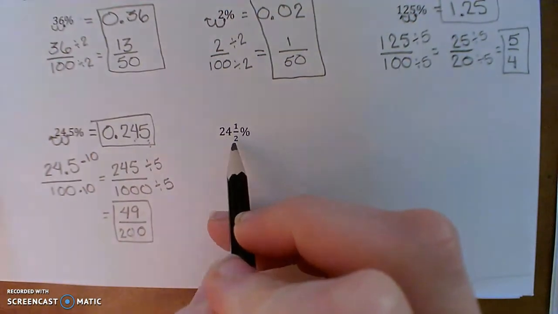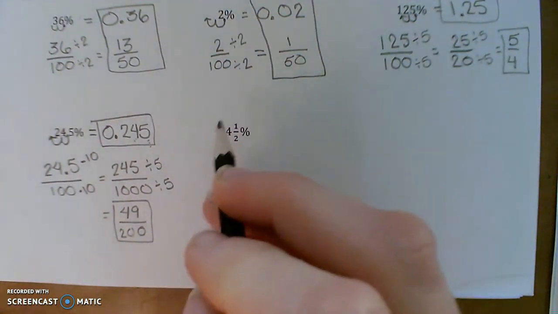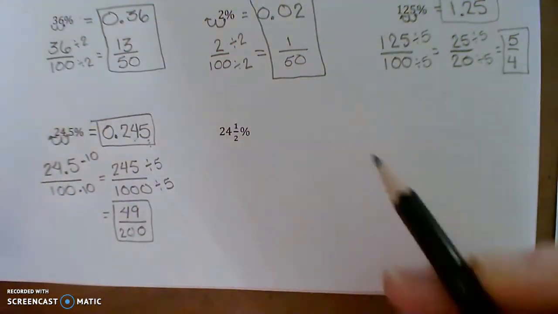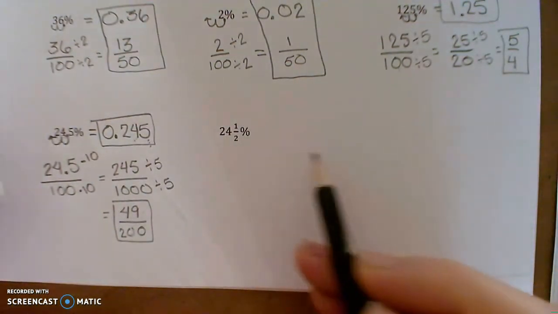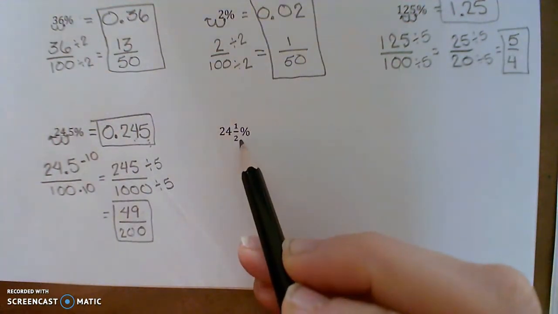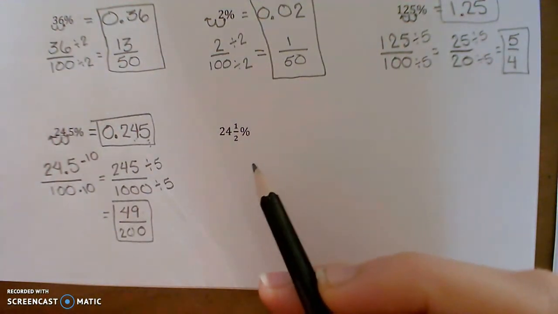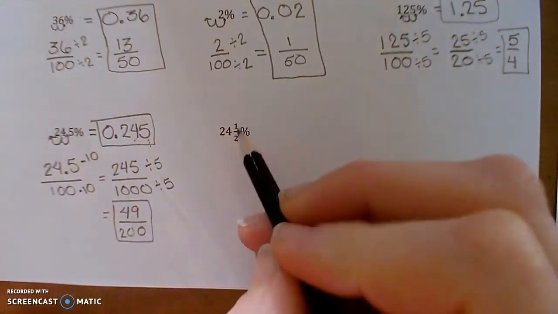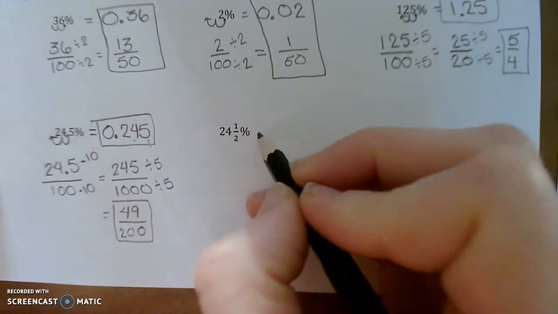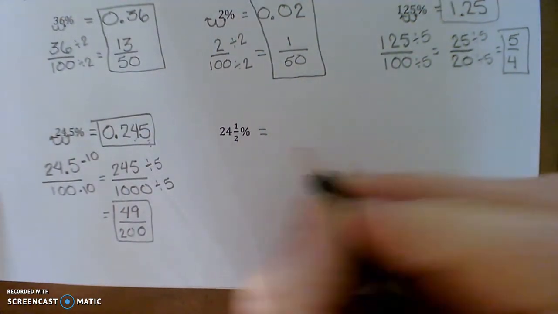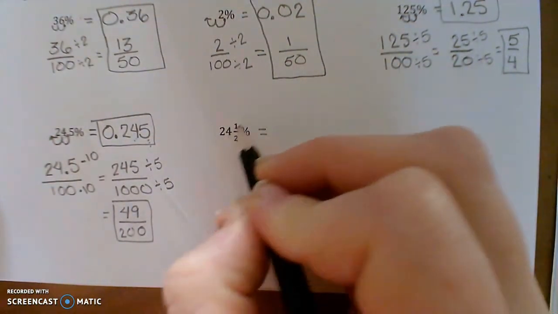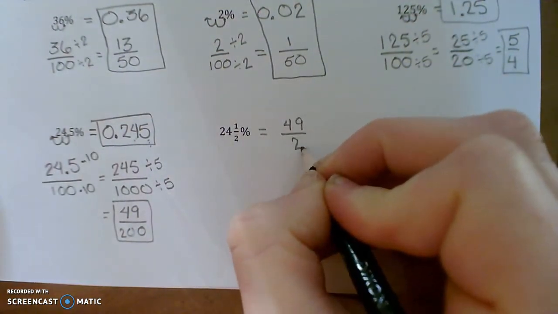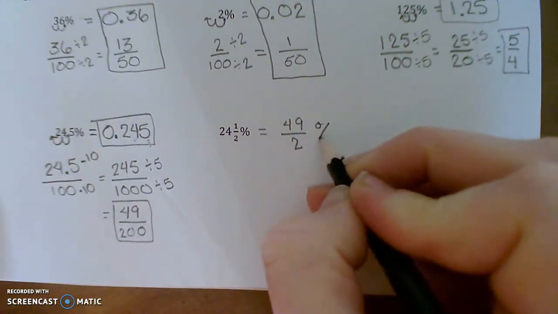All right, now what about 24 and a half percent? This one looks strange because there's a fraction in the percent. All right, so in order to convert this to fraction form, remember we want to think of this as a fraction over 100. So first, mixed numbers are really clunky for me to work with. So I will write this as an improper fraction. 2 times 24 is 48, plus 1 is 49. So I got 49 over 2, 49 halves percent.